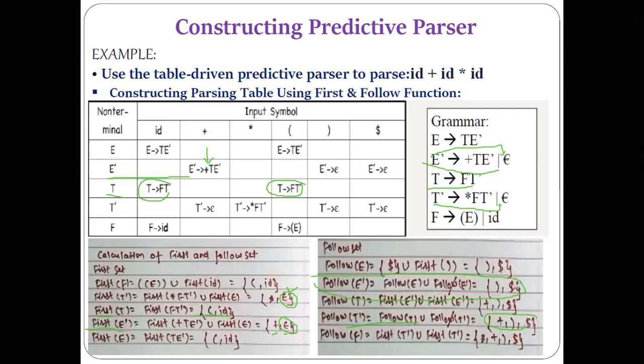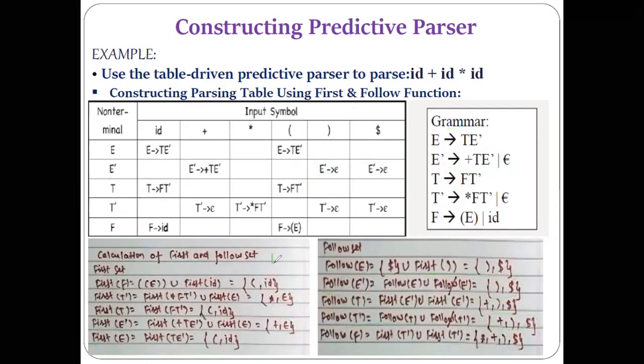That is the close brace and the dollar. So under the close brace and the dollar, you make the entry of E dash deriving the epsilon. Okay. Then last is the first of E. So first of E is the open brace and the ID. Here you have to see the production rule, E derives T dash. This production rule's entry you have to make under the ID and under the open brace. So in this way, your parsing table will get constructed.